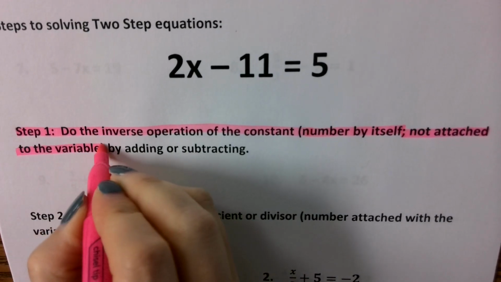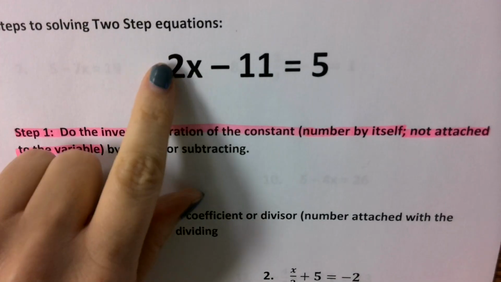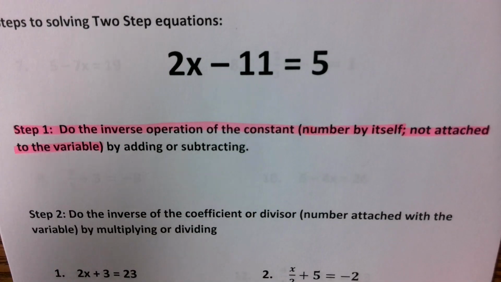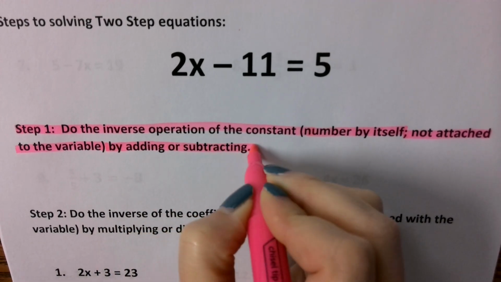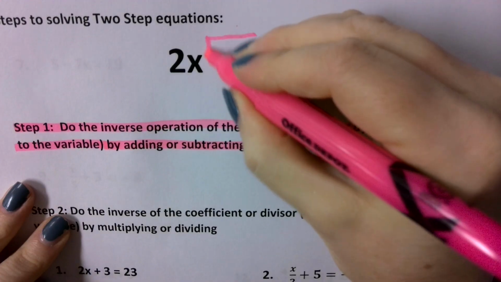Sometimes the constant might be written behind the variable. Sometimes it might be written in front of the variable. Like I could have rewritten this as negative 11 plus 2x. The negative 11 is still a constant, and I would still have to do the inverse to that. And the only way that we do the inverse operations to our constants is adding or subtracting. That is the only inverse operation that we ever do for our constant. So again, the constant is located right here.